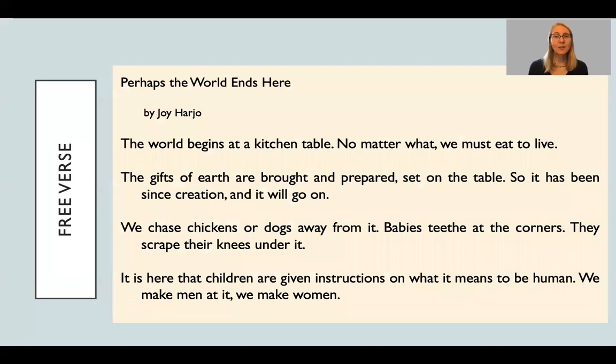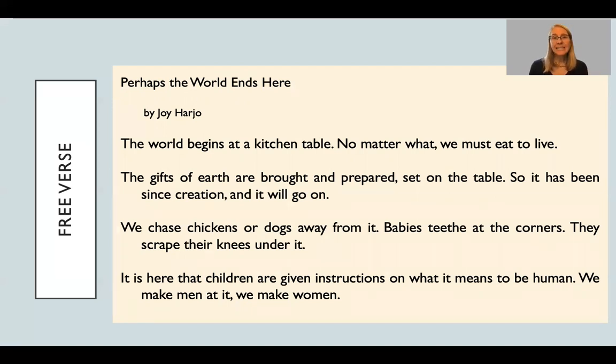We're going to take a look at a poem that uses really long lines. This is called Perhaps the World Ends Here. This is by Joy Harjo, who is our current poet laureate of the United States. I hope you check out her work. Let's take a look at this and then talk about how her choices are a little bit different than some of the other ones that we've seen.